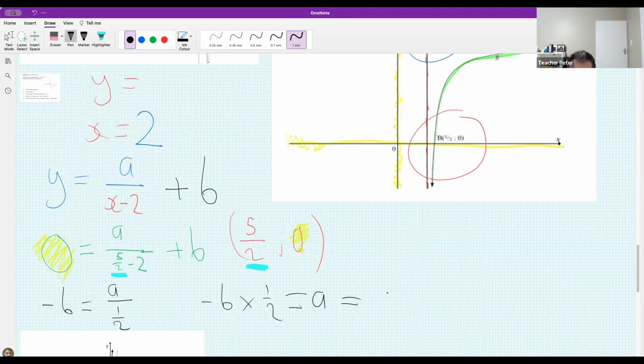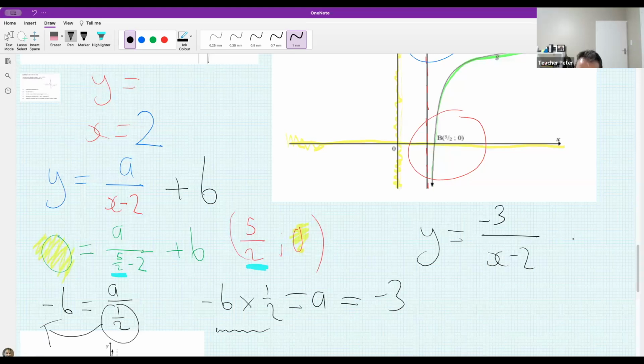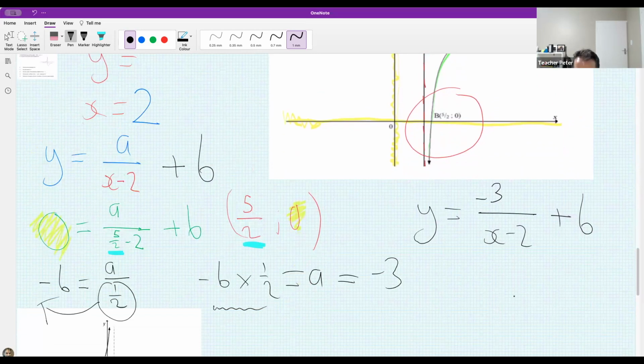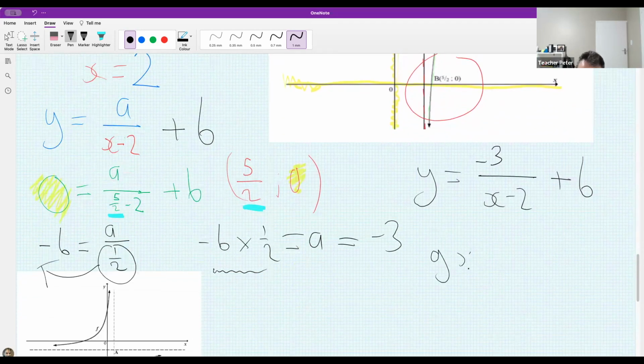So what is a going to be when I go minus 6 times? So basically this, it was division. When it comes across, it becomes multiplication. So minus 6, that must be minus 3. And so the equation of the hyperbola should be minus 3 over x minus 2 plus 6. And because they said it was the g of x, I think they wanted us to write it like that.